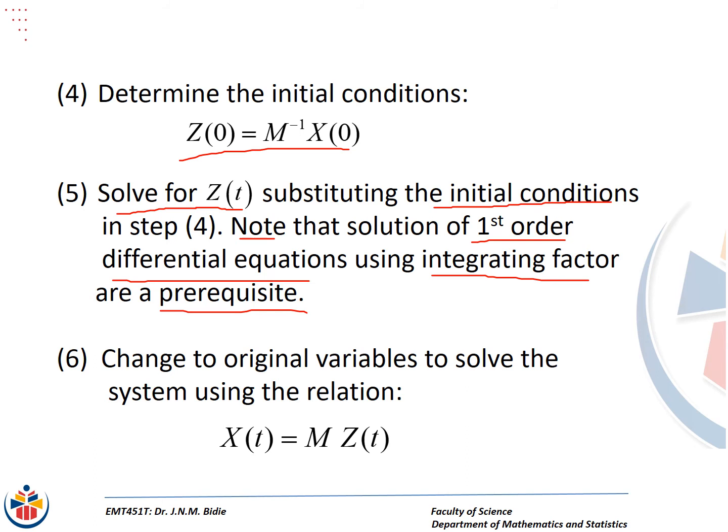Once you are done calculating z1 and z2, taking care of the constants using the initial conditions, then we need to solve the original equation. The original variables were x1 and x2. So the only way to solve that is to use the formula x is equal to Mz. Then you will get the final solution. Now let's do an example. Let's put this into action. And then we go to the second method.